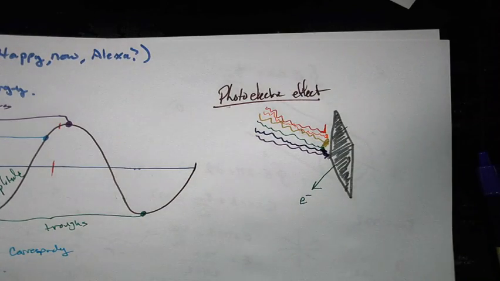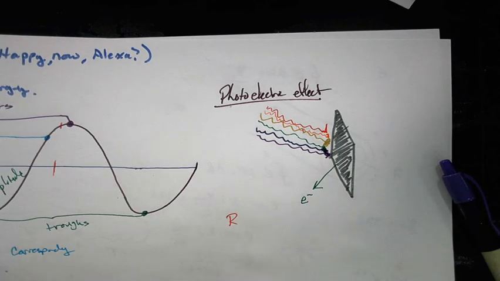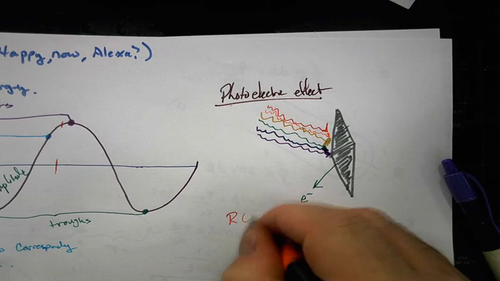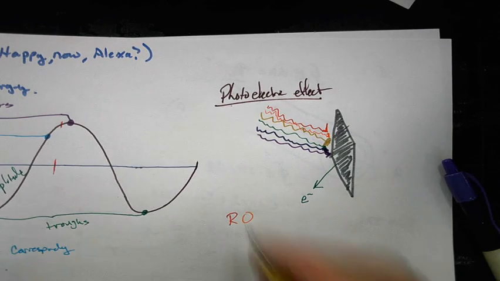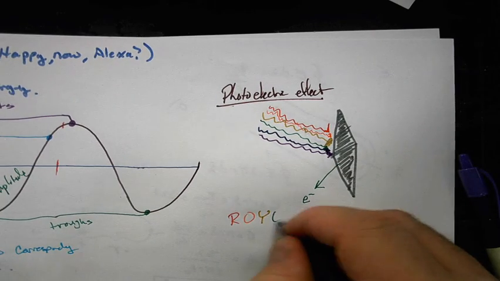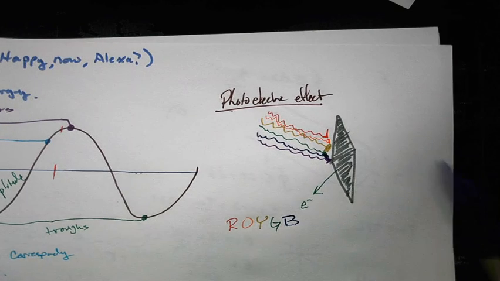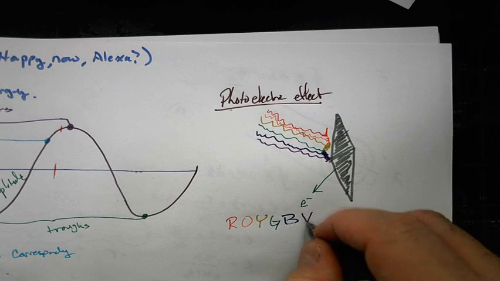Now, that brings us to our spectrum, which we all know is red, orange, yellow, green, blue, there is no indigo, and violet.